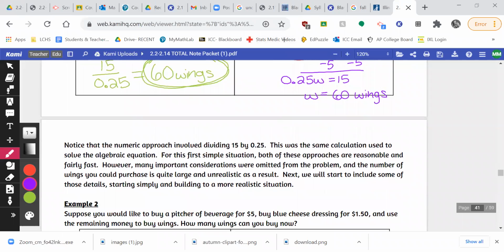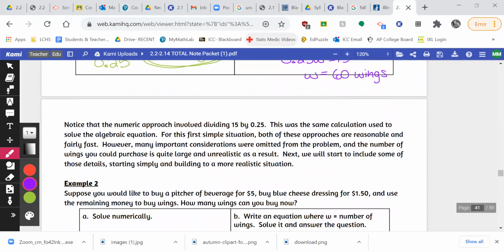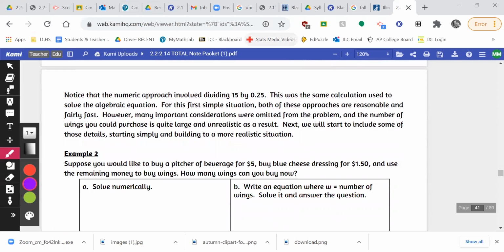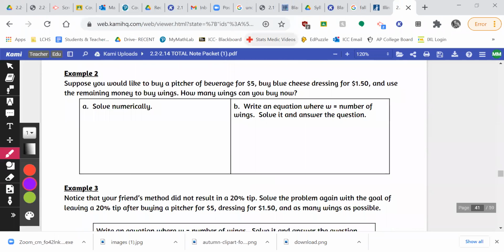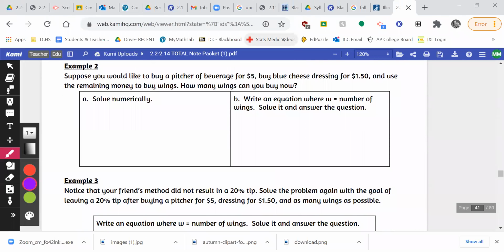However, many important considerations were omitted from this problem, like we said with the tip and the tax and the sauces and everything. And the number of wings you would purchase is quite large. Yeah, 60 wings, that's a lot. So we're going to start to include some of those details, starting simply and then building to our most realistic situation. So this one, same idea.